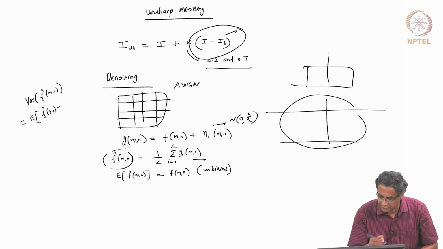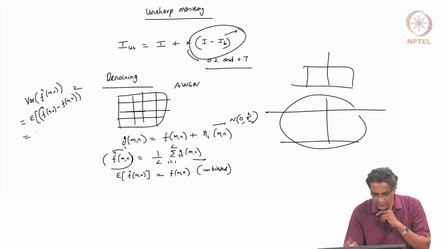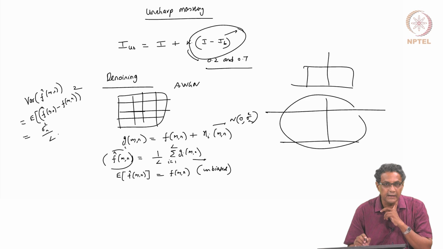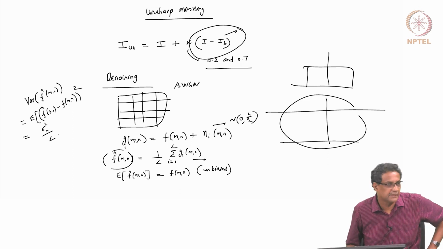What is it, the mu f, which is actually fmn, the mean, square. And if you do this, it's very straightforward to show. You just substitute for f hat of mn, which is 1 by L times this sum of Gi, and then you will end up with exactly what you said, sigma square n by L. That's what you will get to be the effective variance, and such an estimator is called a consistent estimator.